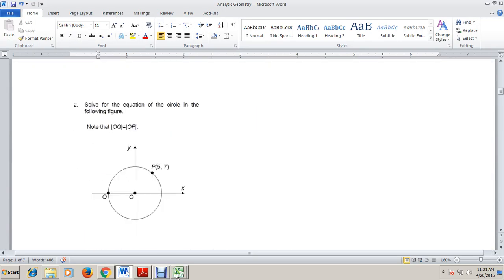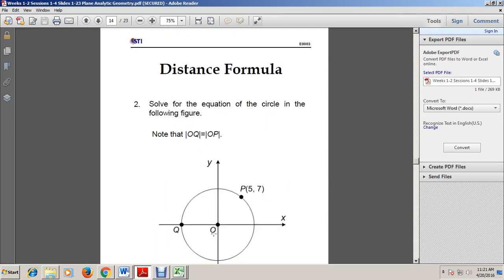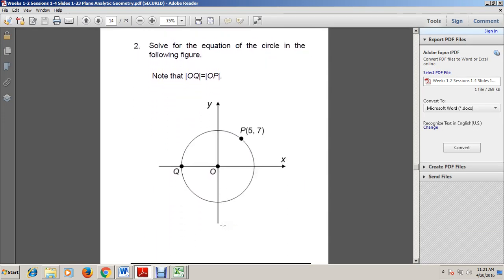Okay, so let's have a different set of examples. For the distance formula, solve for the equation of the circle in the following figure. Note that the line segment OQ is equal to the line segment OP.